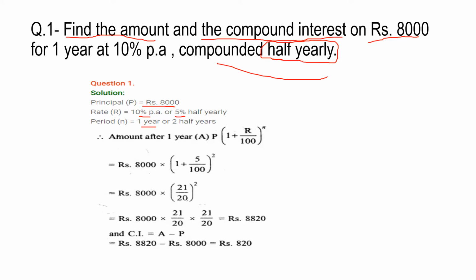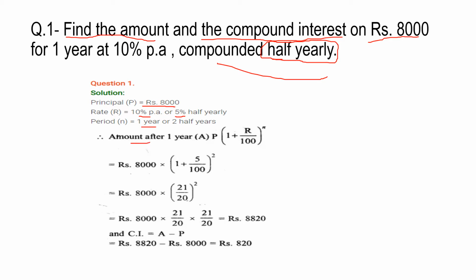Rate is 10%, so it becomes 10 by 2, that would be 5%. And time is 1 year, it would be 1 into 2, 2 half years. Clear? Now again, the same thing you have to follow. Now new rate and new time are given to you. You have to use this new rate and new time.